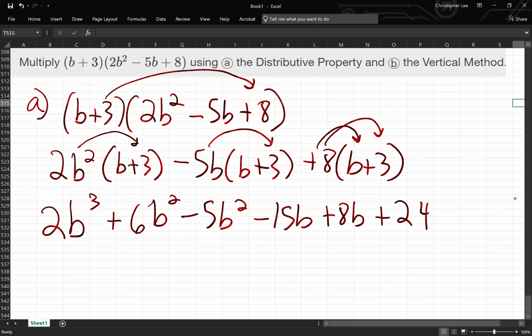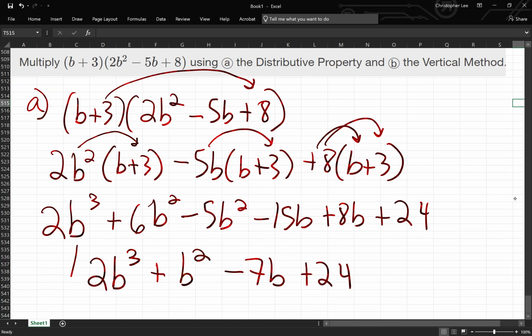Combine like terms. What do I have? I have 2b cubed. What else? Plus b squared. Very good. What's next? Minus 7b. Very good. Plus 24. Excellent. That's my final answer.